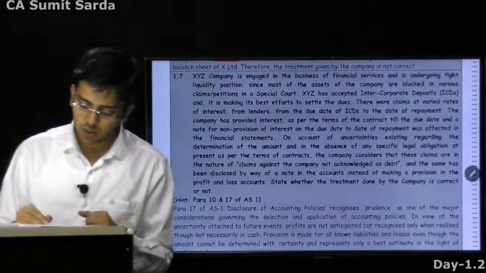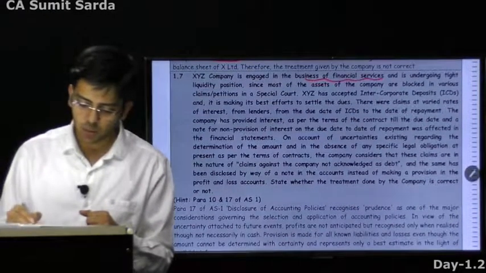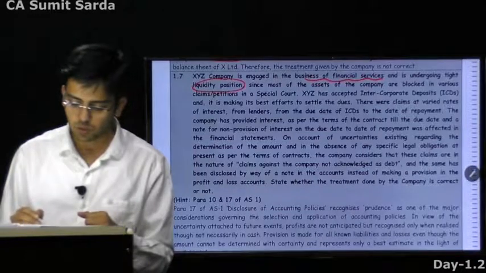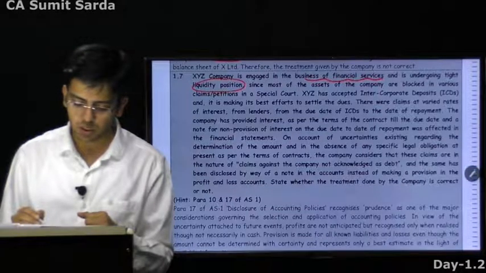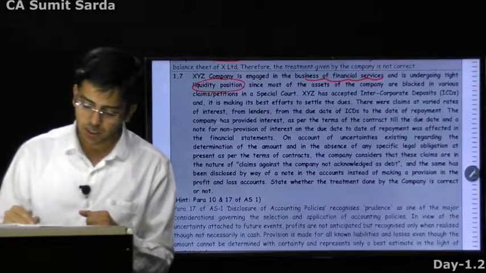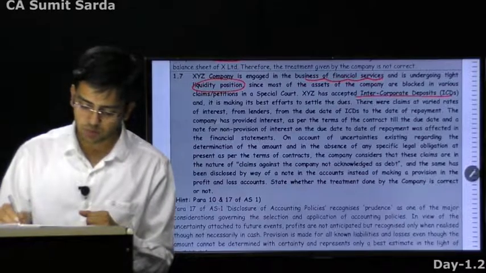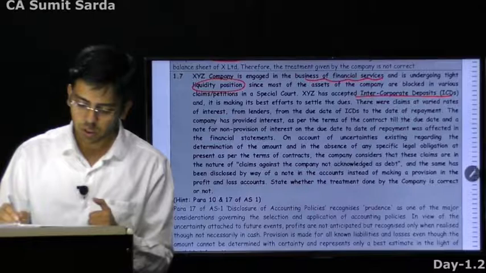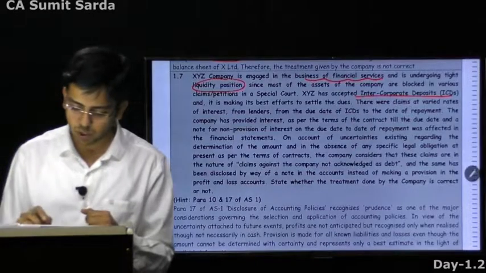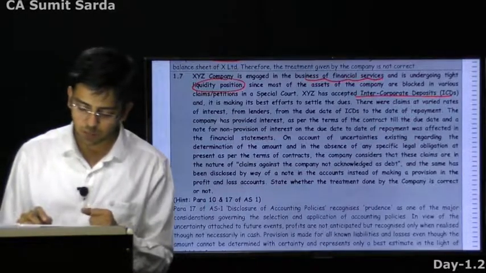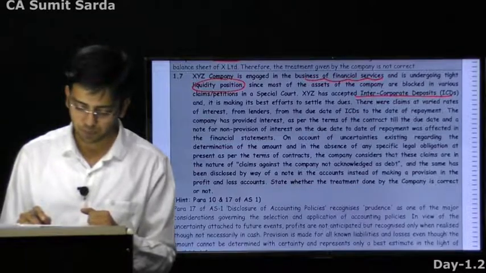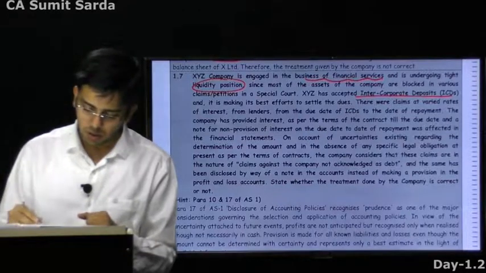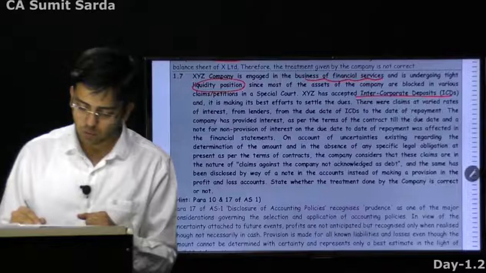XYZ is engaged in the business of financial services and is undergoing tight liquidity position since most of the assets are blocked in various claims. XYZ has accepted intercorporate deposits. So you have a tight liquidity position and you have accepted various deposits from various companies, intercorporate, and doing its best to settle the dues.